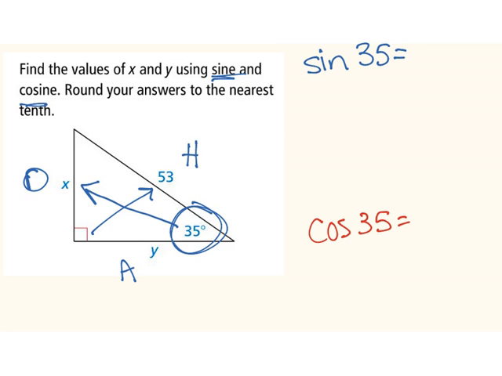So the sine of 35 is going to be our opposite over our hypotenuse, which would be x over 53. The sine of 35. Somehow I just got a negative number. Hang on. The sine of 35.